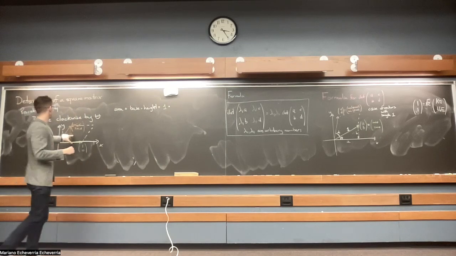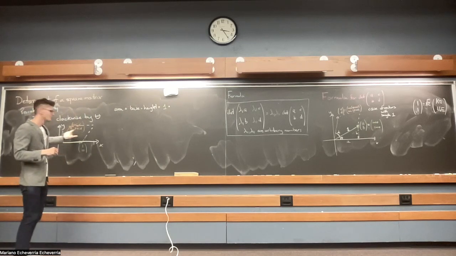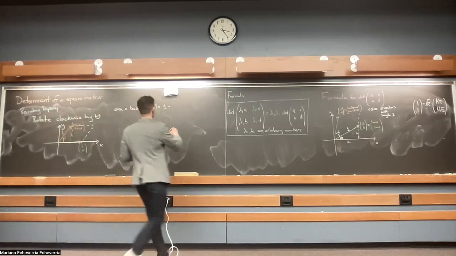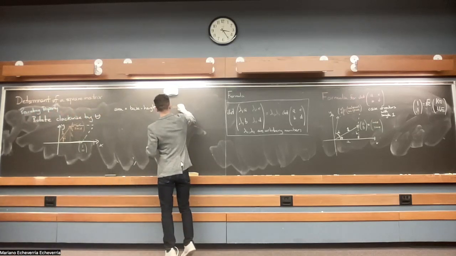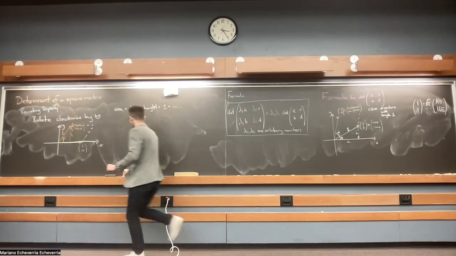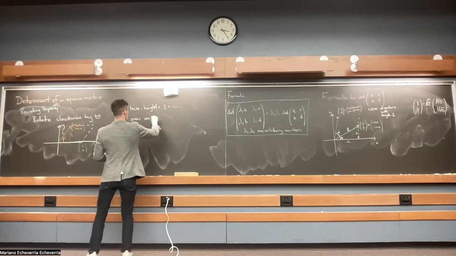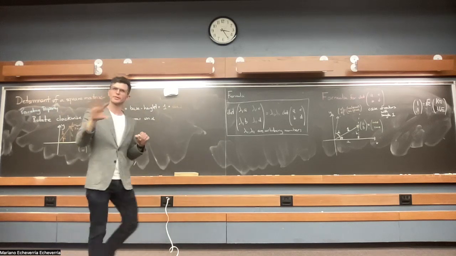What's the height? The height is h, but h is small. You see it here from the right triangle. It's just the sine of alpha, right? So what I'm saying is that the area is just the sine of alpha. Is that okay? Making sense with everyone?